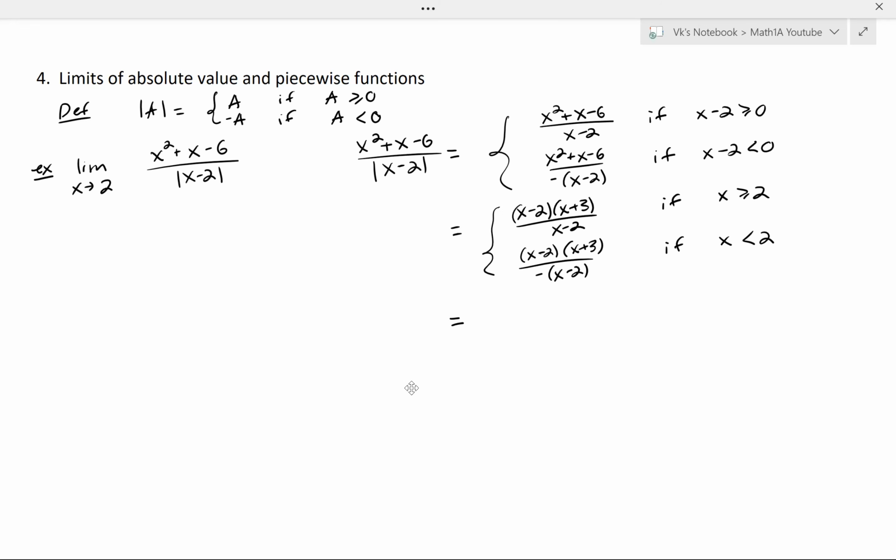And so we have two pieces. One is x plus 3 if x is greater than or equal to 2, the other one is minus x minus 3 if x is less than 2. Now to find the limit as x approaches 2, we need to figure out the limit as x approaches 2 on the right side and on the left side, because we defined the absolute value function as a piecewise function, and it has two pieces.